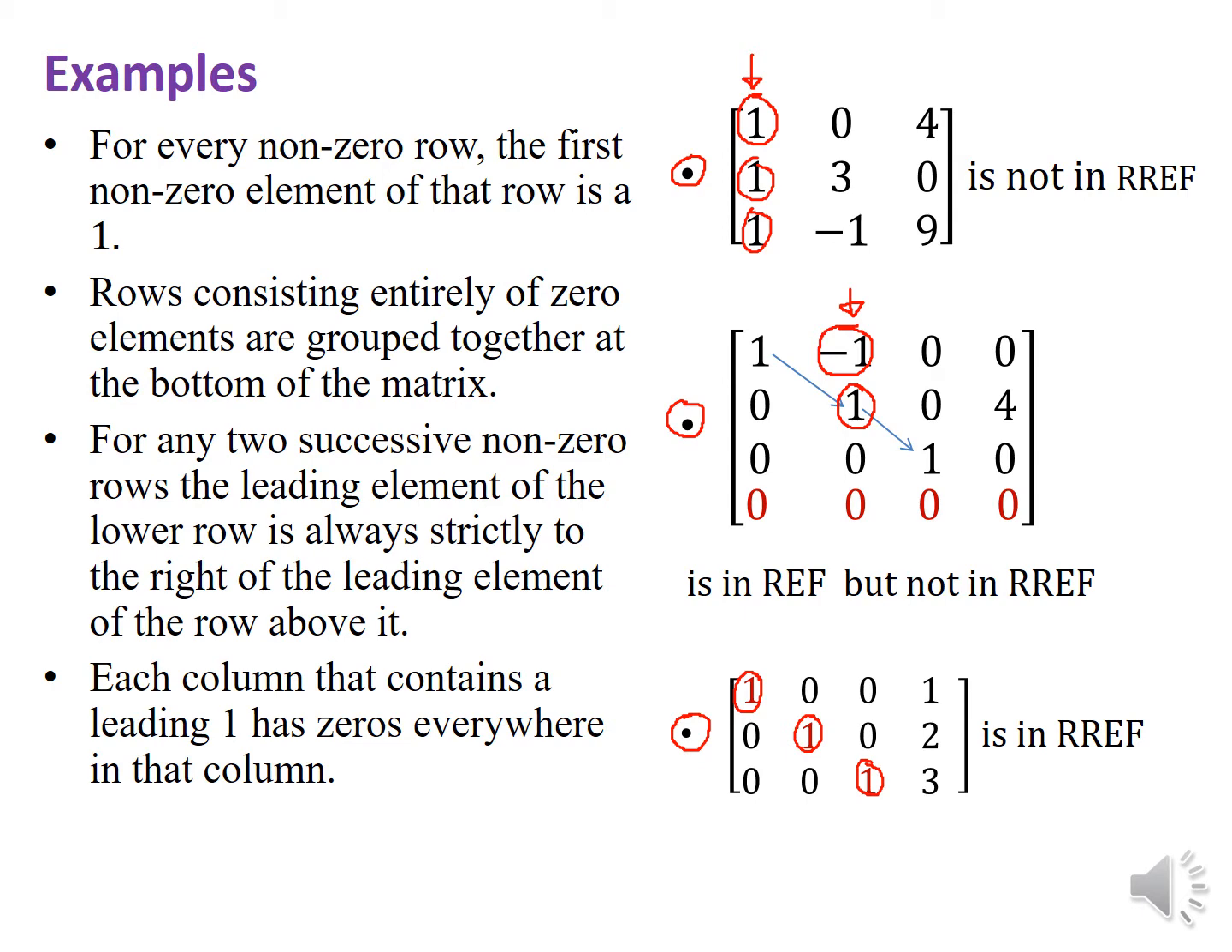If we consider the first and second rows, then we see that the leading element of the second row is to the right of the leading element of the first row, and if we consider the second and third rows, we see that the leading element of the third row is to the right of the leading element of the second row, and in each of the first, second and third columns, all other elements except the leading elements are 0. So this matrix satisfies all the conditions of reduced row echelon form, and hence the matrix is in reduced row echelon form.